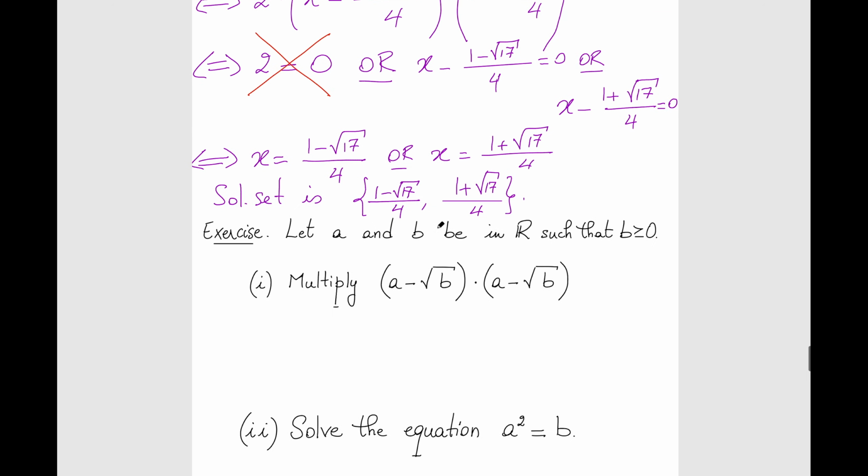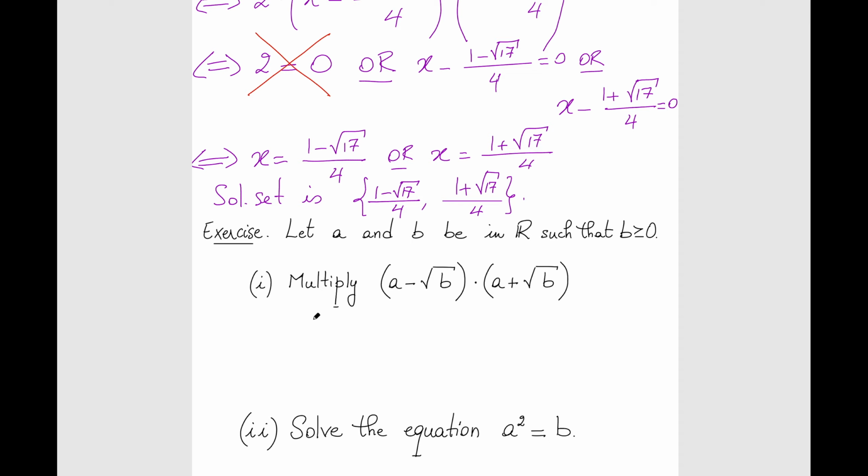Exercise: let a and b be real numbers such that b is non-negative. So I'm talking about b being 0 or more, and it should be clear because I'm talking about the square root of b, and certainly b cannot be negative, so that this becomes a meaningful thing, right? All right, we want to multiply, and this is not what I meant. I wanted to multiply a minus square root of b times a plus square root of b.